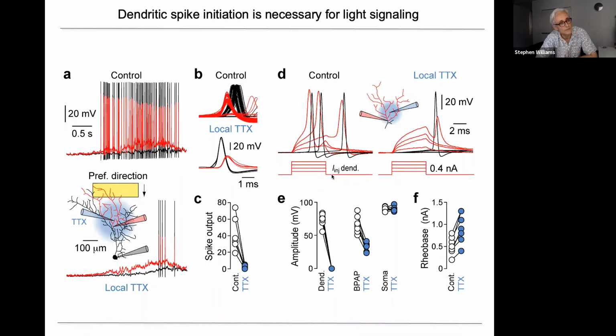If we inject positive current steps through the dendritic recording electrode, we can generate a dendritic spike that precedes and drives action potential firing under control. And then we locally apply TTX and we can completely block dendritic spike initiation. So active dendritic integration is essential for the light driving of action potential output in on-DS cells of at least the rabbit retina.